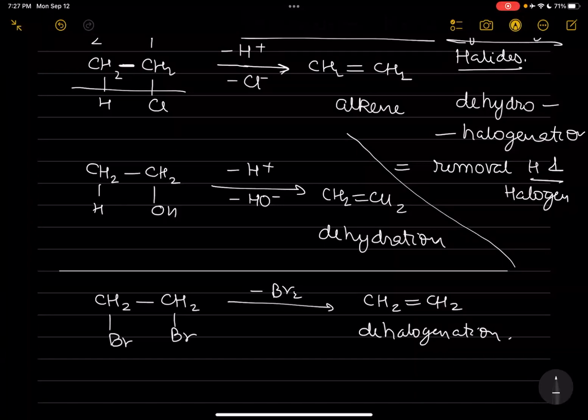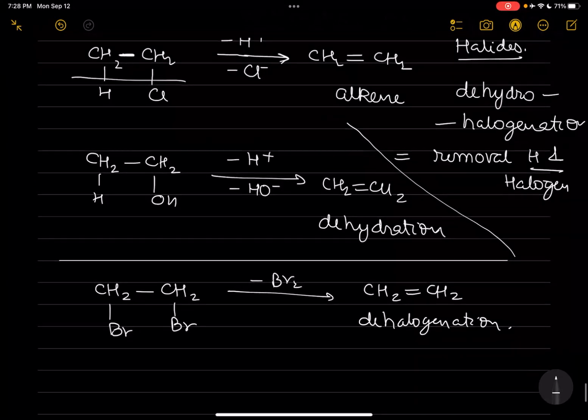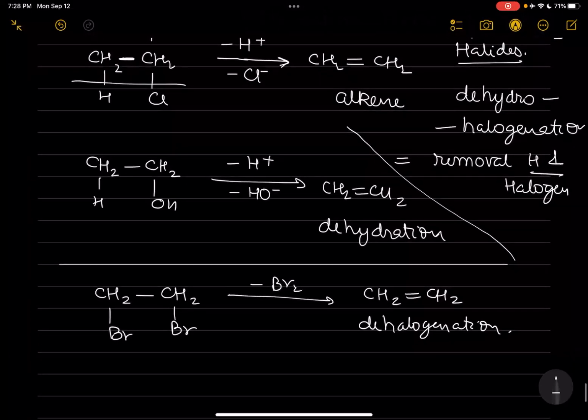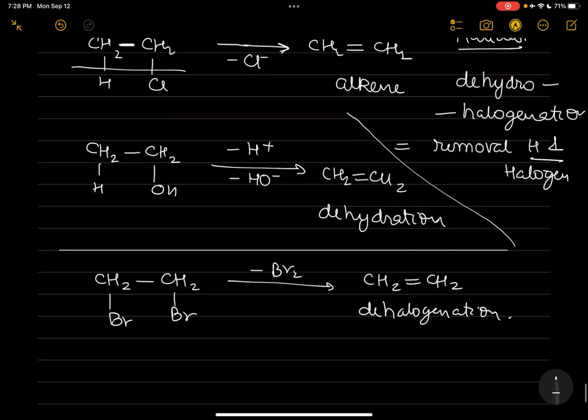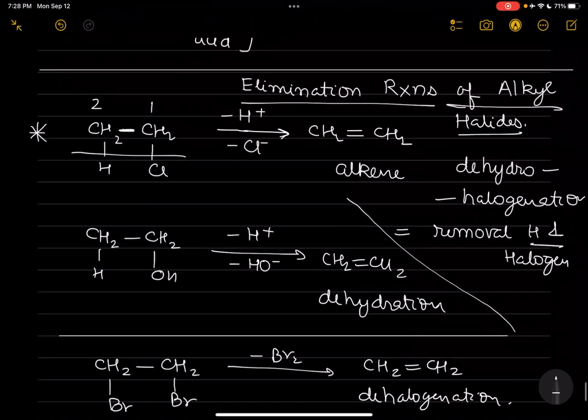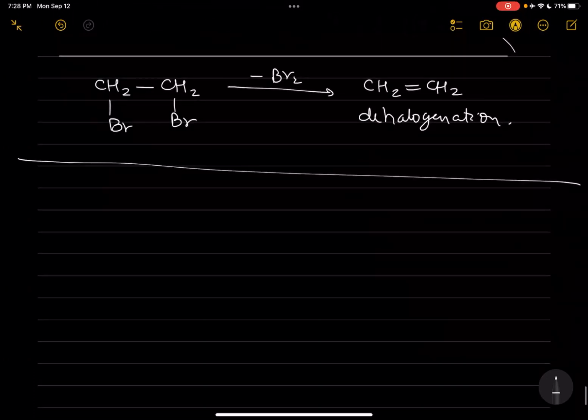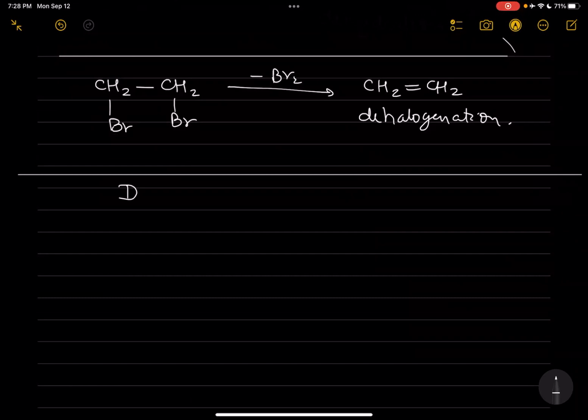So alkyl halides undergo elimination reaction by removing the halogen atom and the H plus from the atom adjacent to them. The removal of hydrogen and halogen is known by the name of dehydrohalogenation reaction, and the final product which we get is an alkene. Is it clear? Yes, sir. So out of these, dehydrohalogenation is the most common. Now the question comes, what is the reagent which you are going to take for the dehydrohalogenation? Can you tell me quickly?